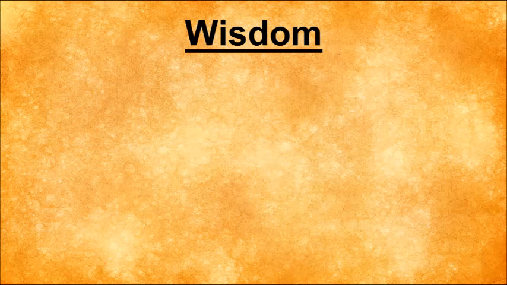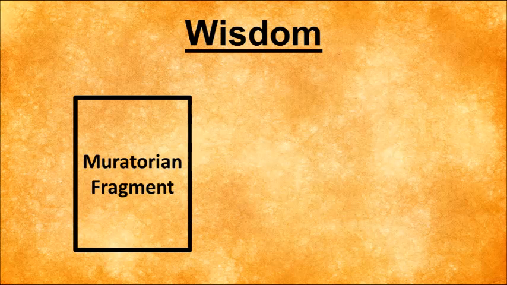Wisdom. This book's style is both poetic and prophetic. It has a strong emphasis on obedience and is rich in its teachings on the immortality of the soul. According to the Muratorian Fragment, a Christian document from around AD 170, this book was written by the friends of Solomon in his honor. Because of this, the book is often called Wisdom of Solomon.